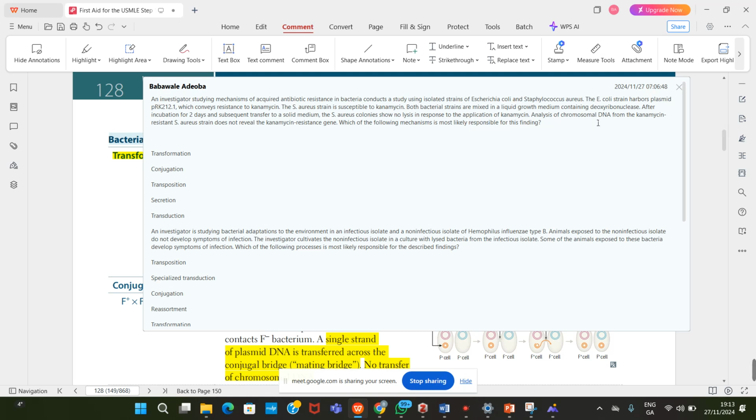Analysis of the chromosomal DNA from the kanamycin resistant Staph aureus strain does not reveal the kanamycin resistance gene. How come? Which of the following mechanisms is most likely responsible for this finding? Transposon transposition? No, this is not true. Conjugation? They didn't say anything. Conjugation by plasmid. Conjugation. Yes.